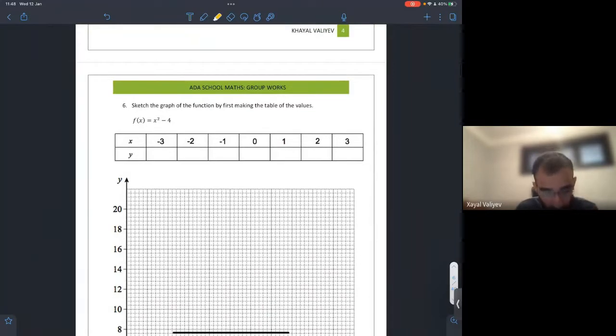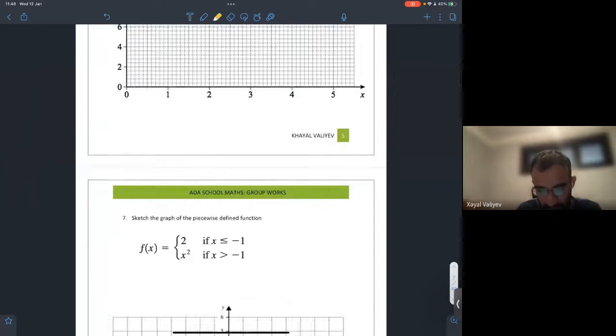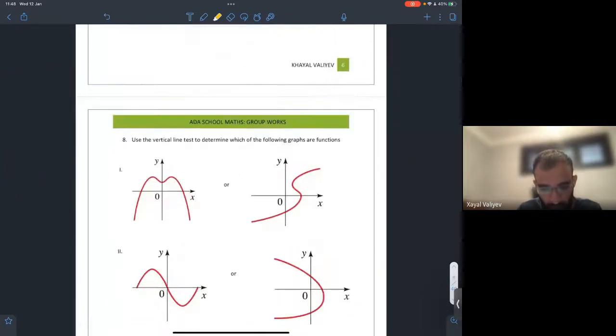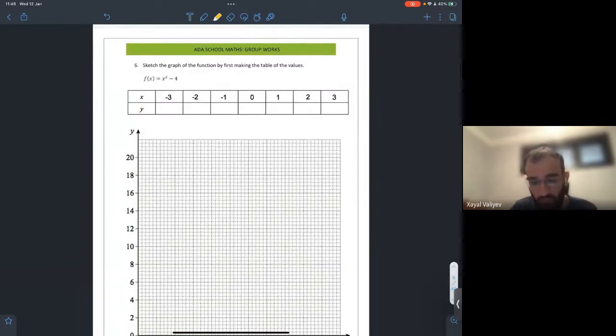Last question. We have 12 minutes, questions 6 and then 7, and that's it, and then we will keep going with the next questions next day. So: sketch the graph of the function by first making the table of values.